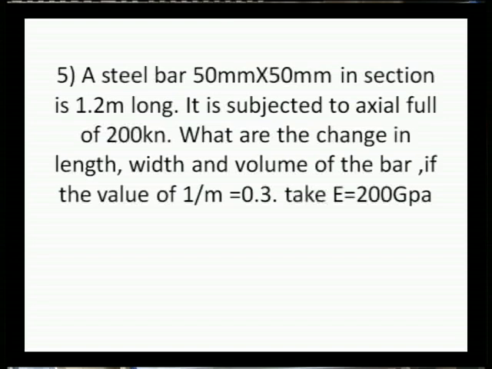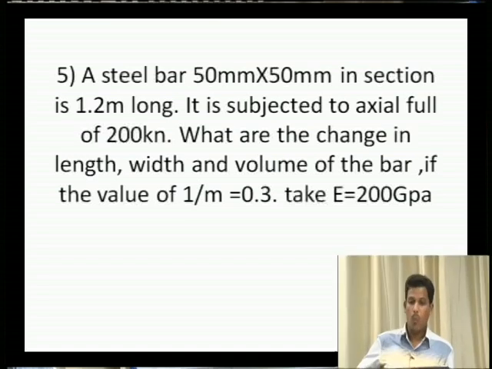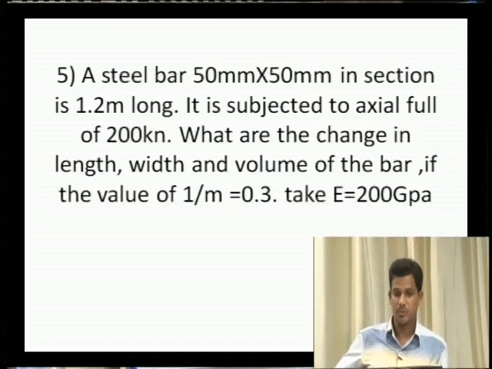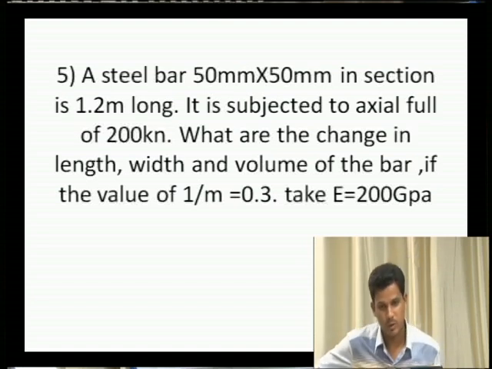Here one bar has a cross section of 50 mm by 50 mm and a length of 1.2 meter. It is subjected to an axial pull. We are applying an axial pull of 200 kilonewton. What are the change in length, width and volume of the bar? When load is applied on the body, it changes in all the directions. I already said while telling the theory, if you apply load in one direction, changes will occur in all three directions. So in this problem we have to calculate the changes in all the directions. First we have to note down the data.